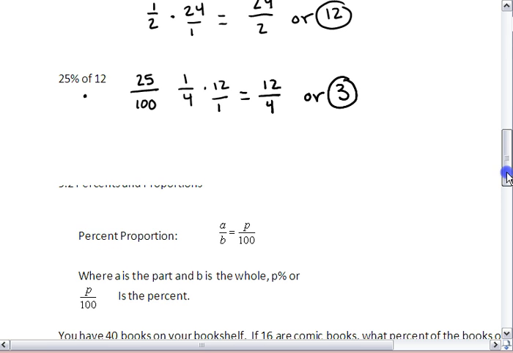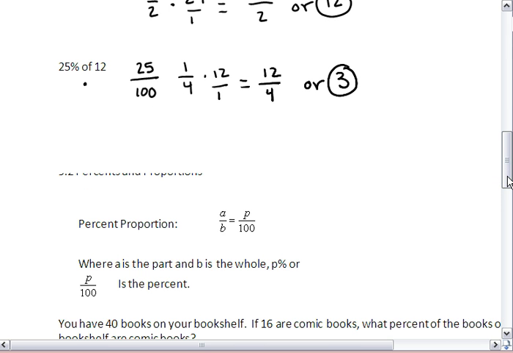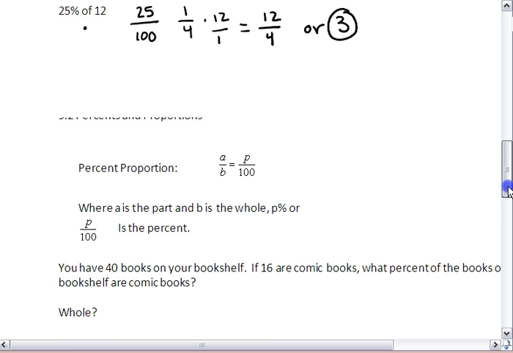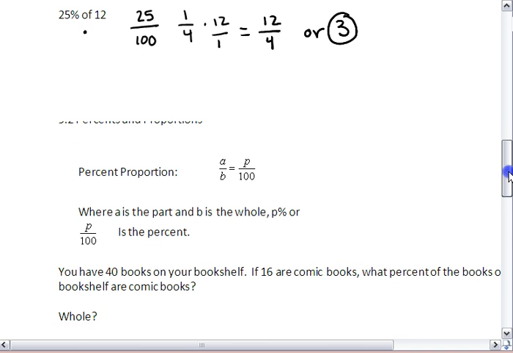All right? Let's learn about the percent proportion. A percent proportion is a way to find the percent of a number. So let's start with A over B equals P over 100. Again, we talked about how a percent is of 100, so that's where the P over 100 comes from. It says where A is the part, B is the whole, and P% or P over 100 is the percent. So let's look at an example of this.